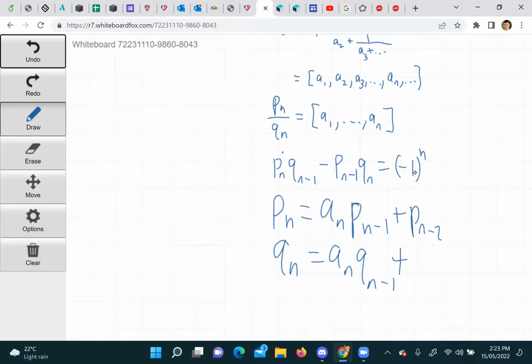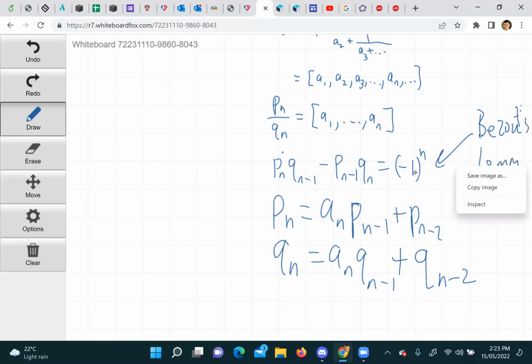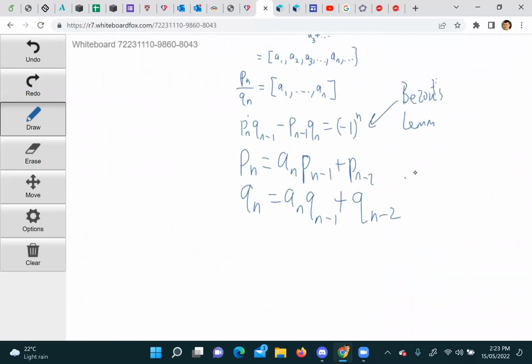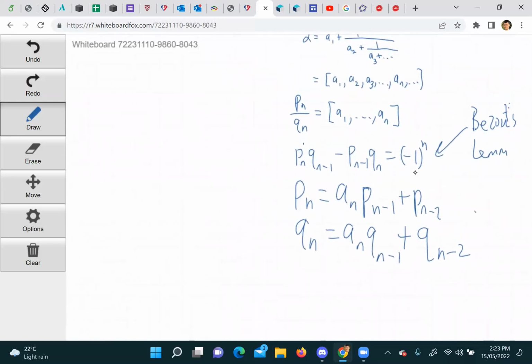But even though they're not proven here, it's kind of obvious what their role is, right? They give you a direct way to get the P's and Q's without getting the whole fraction. And remember, this was also another way to solve Bezout's lemma, because you get something of the form ax plus by equals 1 when n is even.